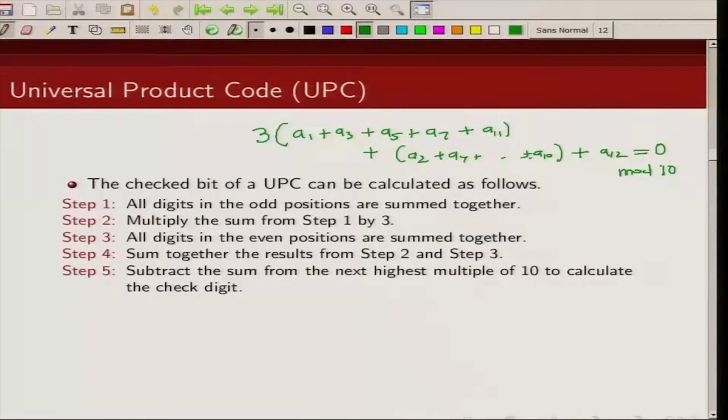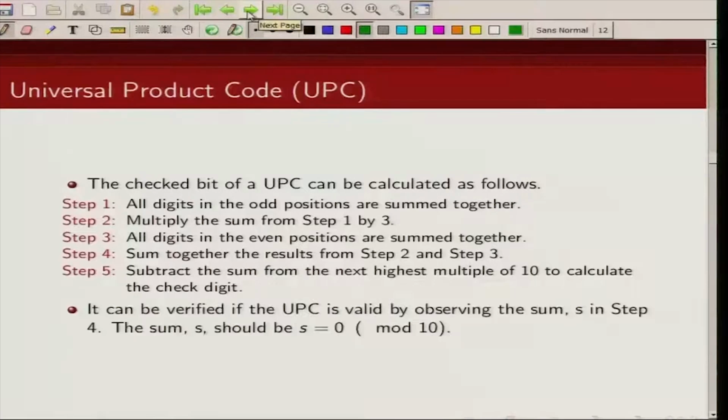Okay. So, the odd bit numbers are multiplied by 3, even bit numbers are just added up. If you add those 11 bits, then the 12th bit, which is the check bit, should be such that this weighted sum should be 0 modulo 10, and that is your UPC code. So, the sum that you should get should be 0 modulo 10, sum of all the 12-bit numbers.